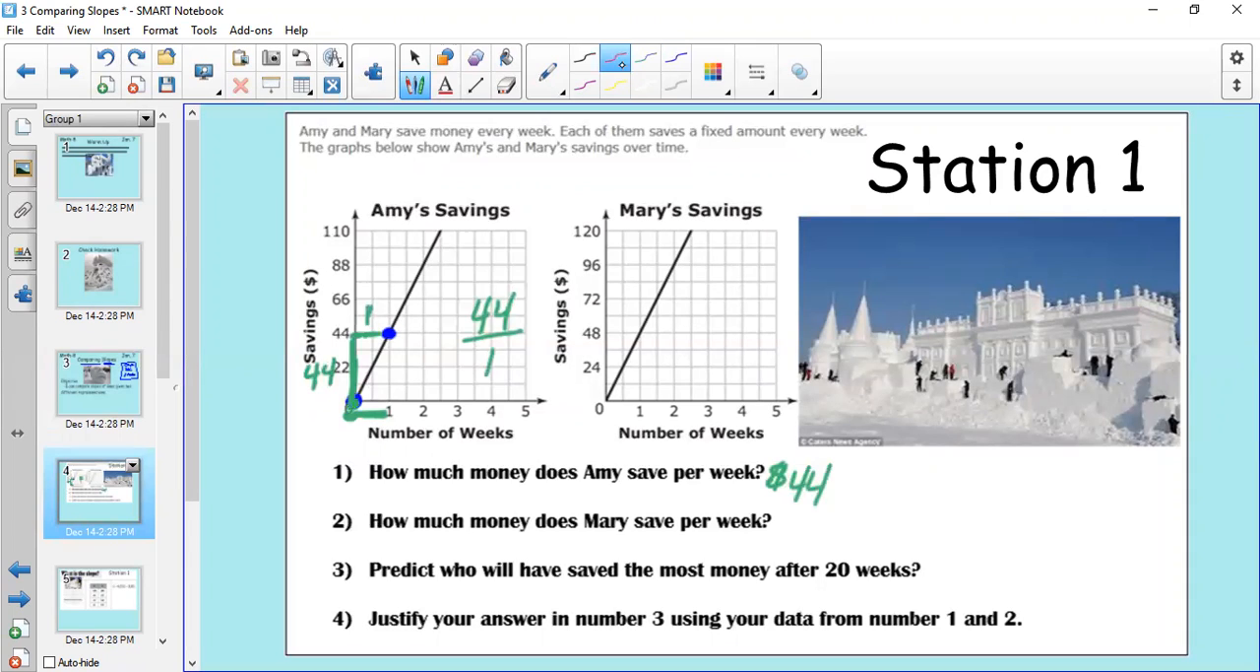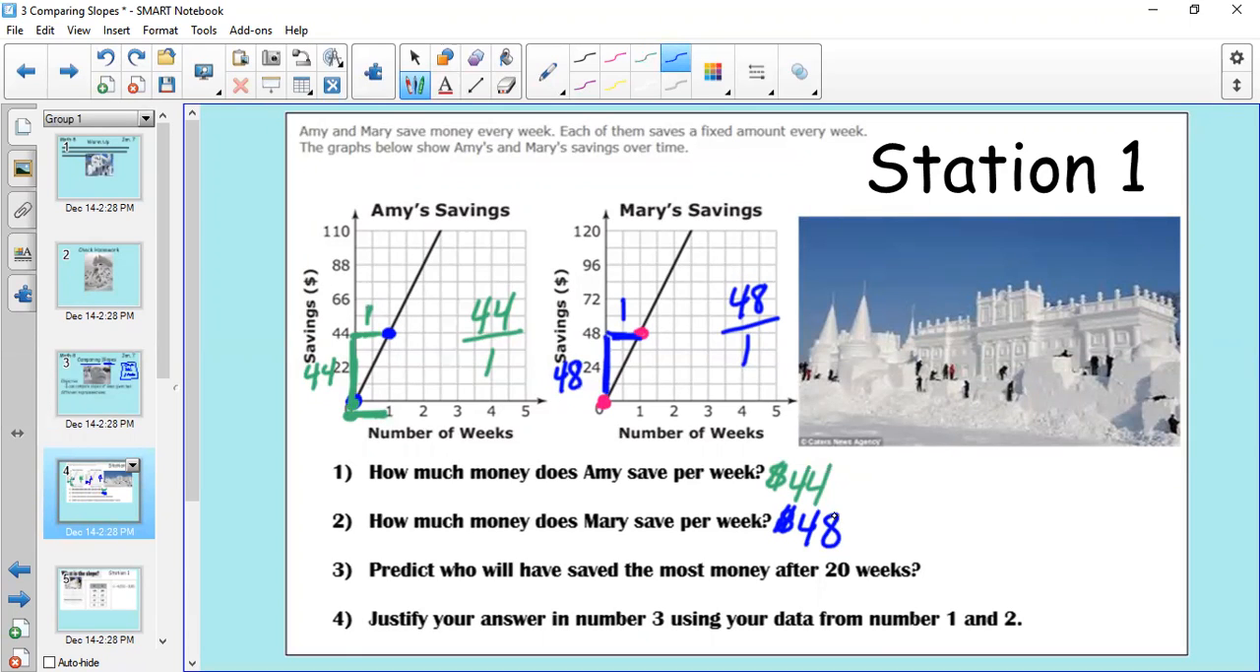All right, now let's do the same thing for Mary. Again, we can use the point 0, 0. And I'm going to skip the half, go to 1, 48. We're going to do our rise, which was a rise of 48. We went from 0 to 48. We're going to do our run, going across the bottom. We went from 0 weeks to 1 week. That was a change of 1. So 48 over 1. So how much money does Mary save per week? $48 per week.